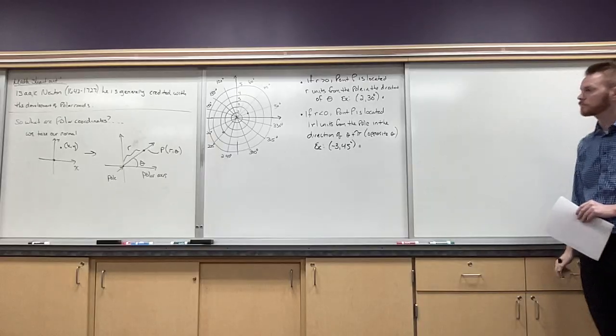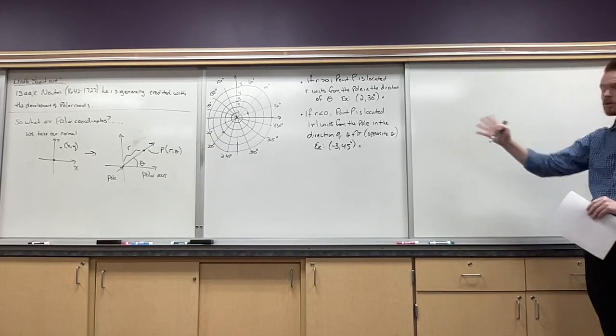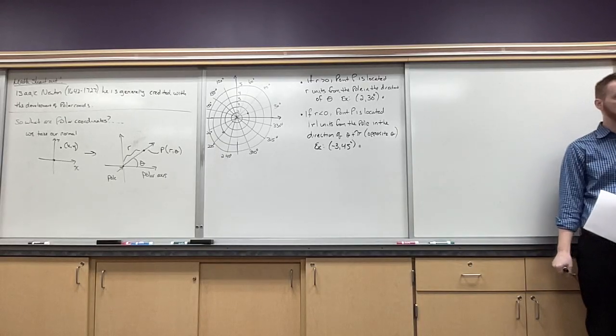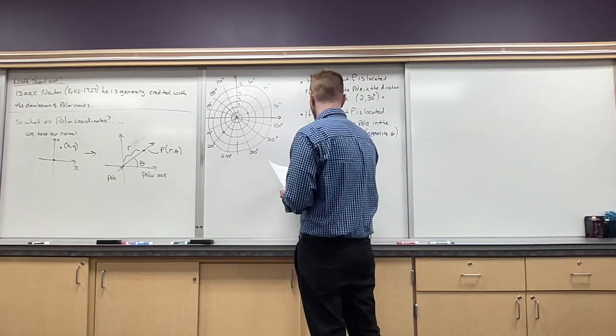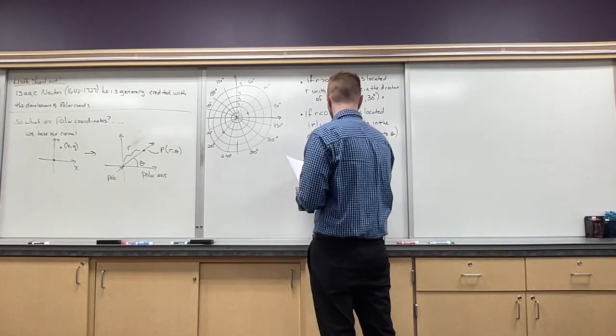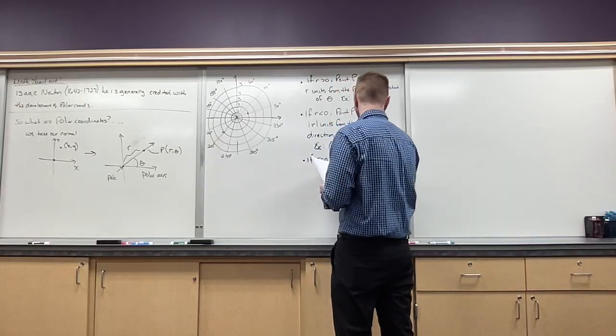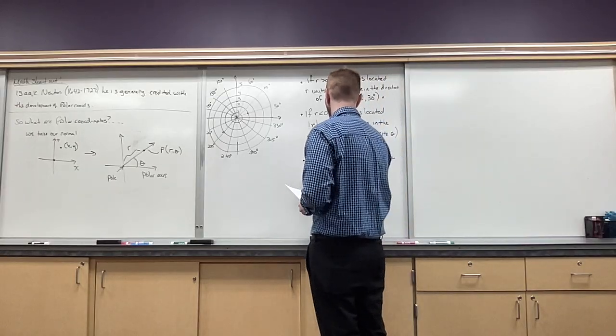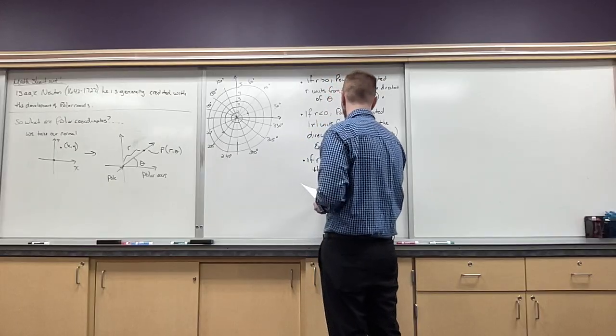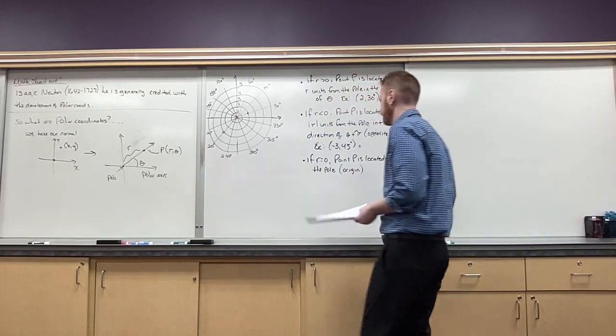Okay, I'm going to pause for a moment. Any questions on those 2? Does that make sense? Okay. If your radius is 0, then point P is located at the pole. I'll just put in parentheses, that's your origin. Okay?